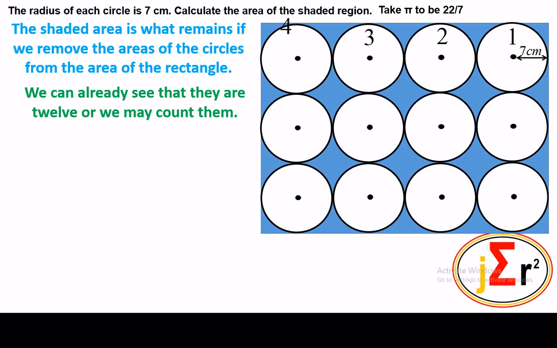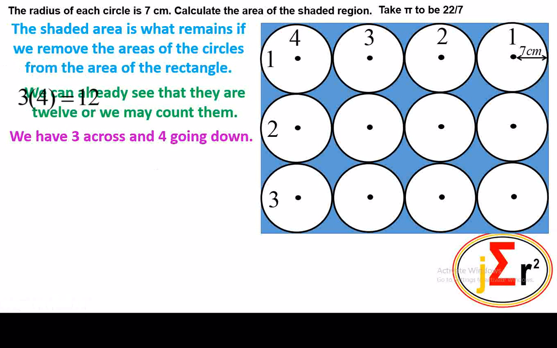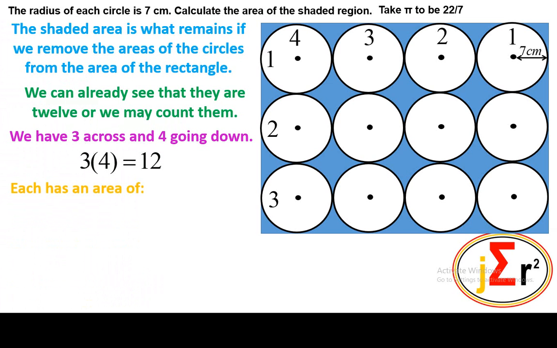We will not count from 1 to 12. We just say that we have 4 going across and 3 going down. Therefore, we have 3 across and 4 going down, which results in 3 4s, which is equal to 12. So we have 12 of them.